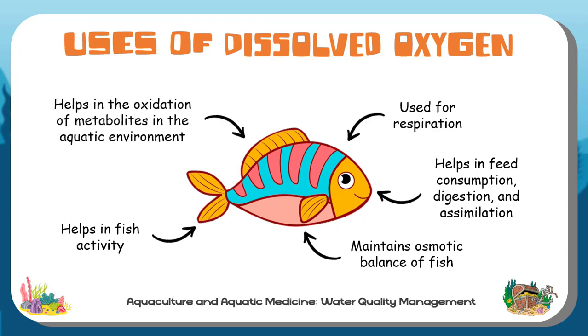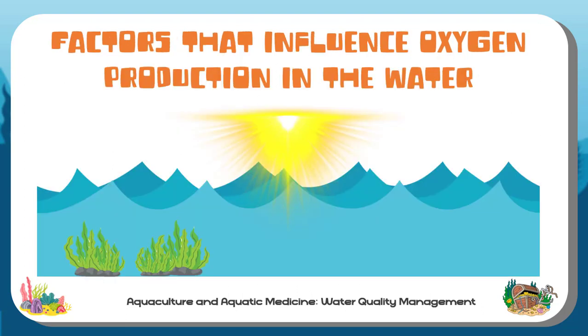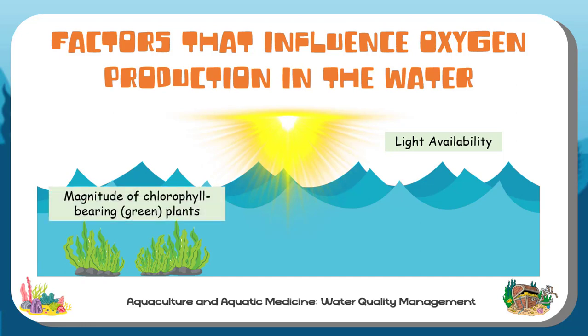It helps in the oxidation of metabolites in the aquatic environment, such as the ammonia and hydrogen sulfide into usable form nitrate and sulfate respectively. Now let's proceed to the factors that influence oxygen production in the water. Factors are as follows. Light availability. As light intensity increases, the more oxygen is produced, thus creating a favorable environment for more photosynthetic plankton, which results in more oxygen production. Next, magnitude of chlorophyll-bearing green plants, the concentration of nutrients, lastly, the temperature.